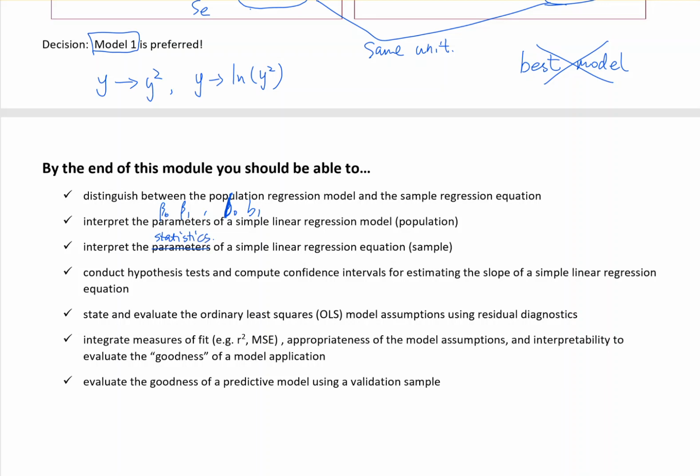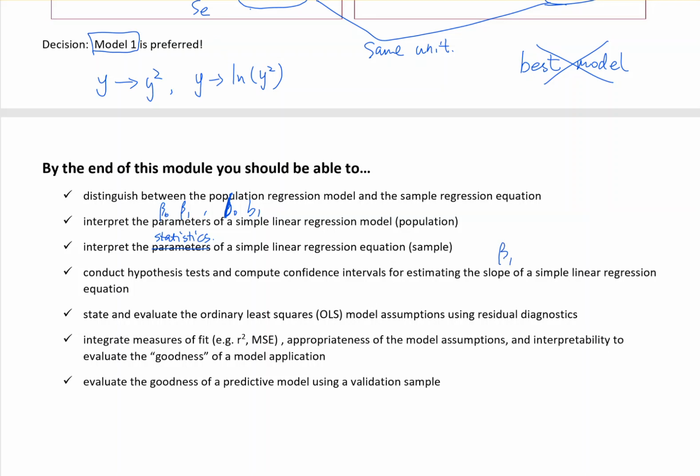And you also need to know how to conduct the hypothesis test. Even though the test statistic is given to you and the p-value is given to you, you still need to know how to state the hypotheses, show the test statistic, and check the assumptions before the test, and compute the confidence interval for estimating the slope, which is beta 1.